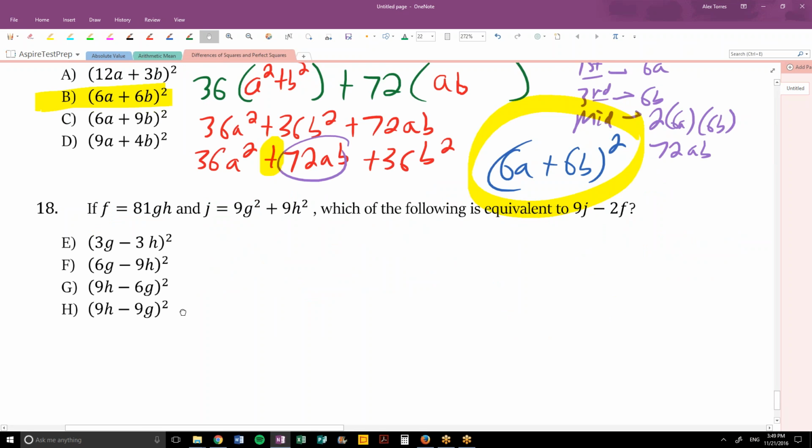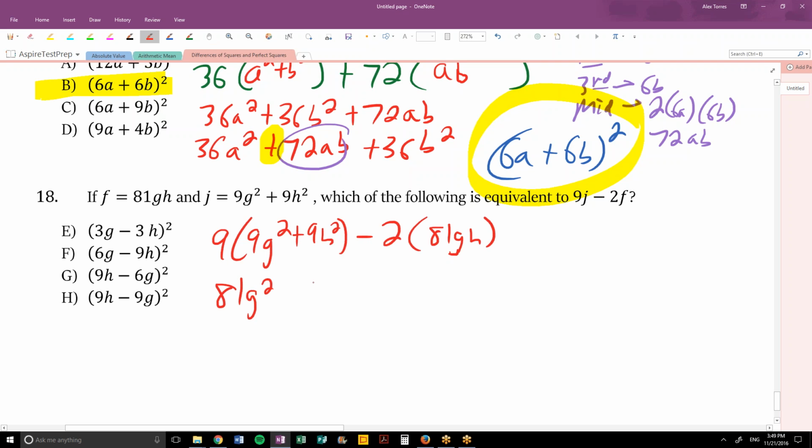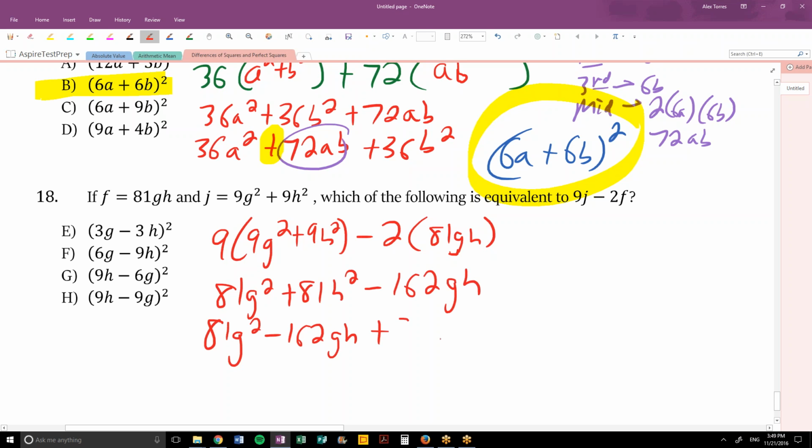And our last question is number 18. We've got 9j minus 2f, and f is 81gh. So if we go ahead and expand this out, we'll have 81g squared plus 81h squared minus 162gh. Rearrange it, 81g squared minus 162gh plus 81h squared. And does this pass the perfect square test?